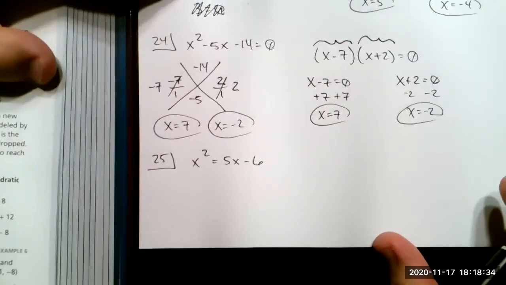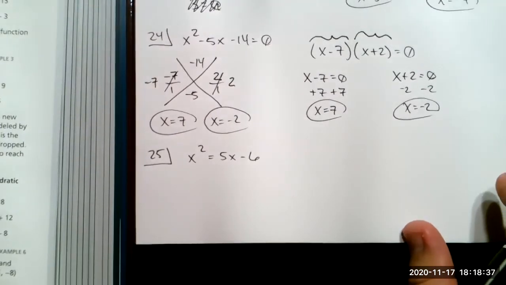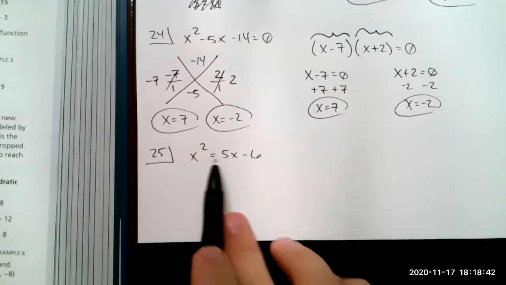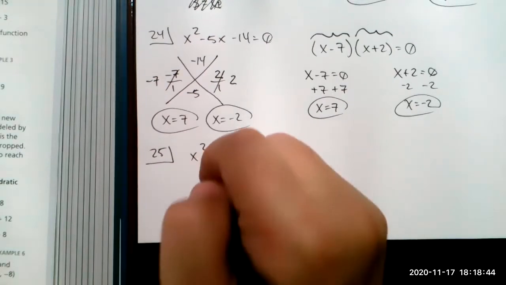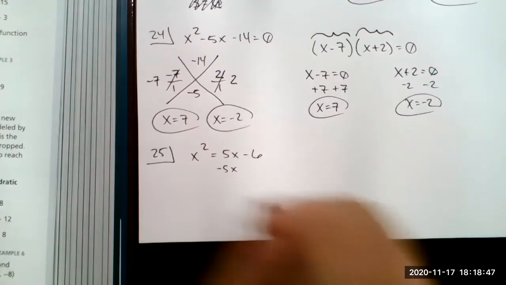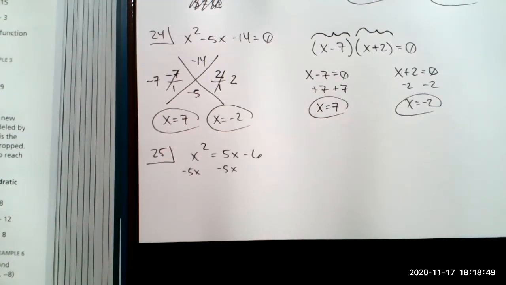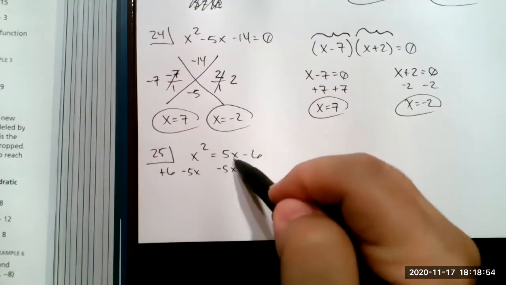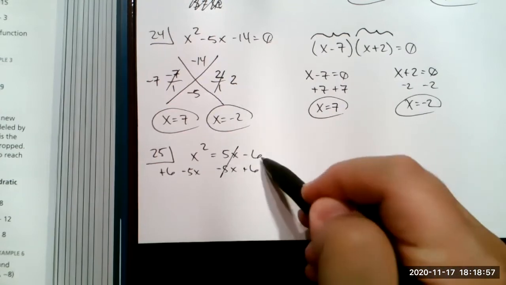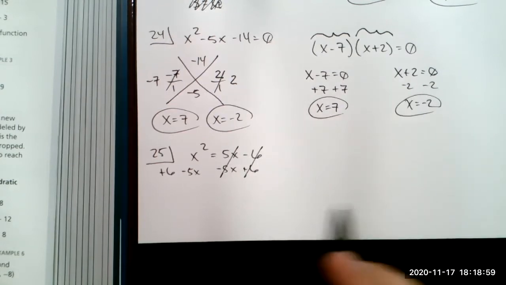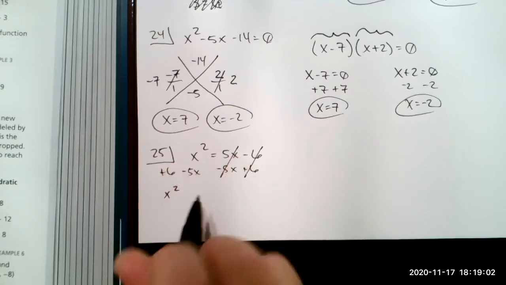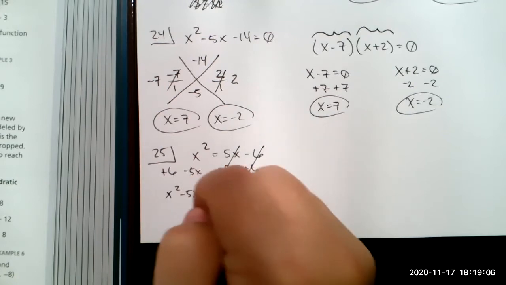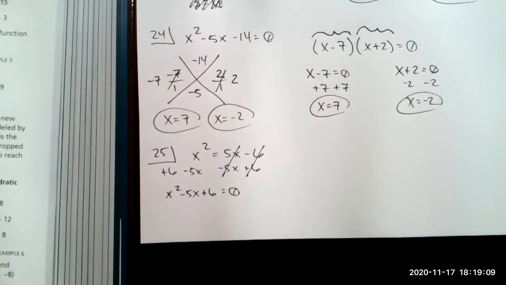So I think we had an example like this a little bit ago where it's not equal to 0. So step 1, we need to have this equation equal to 0. So I think what I'm going to do is subtract 5x from the right and from the left. I'll add 6 on the right and on the left, because now on the right, 5x minus 5x is 0, negative 6 plus 6 is 0. So on the left, I still have my x squared. I've got a negative 5x. I've got a positive 6. And now it's equal to 0.